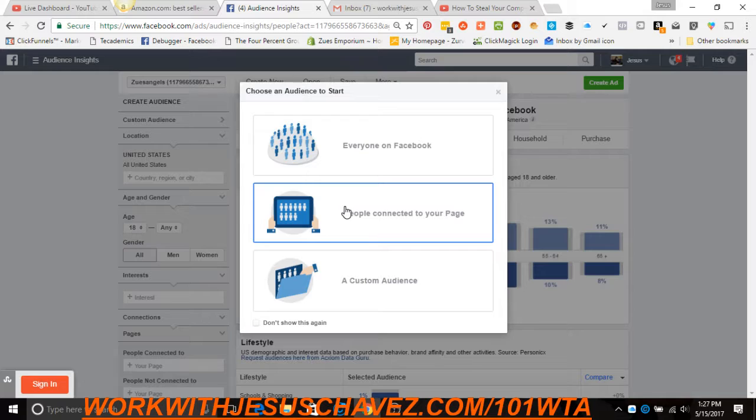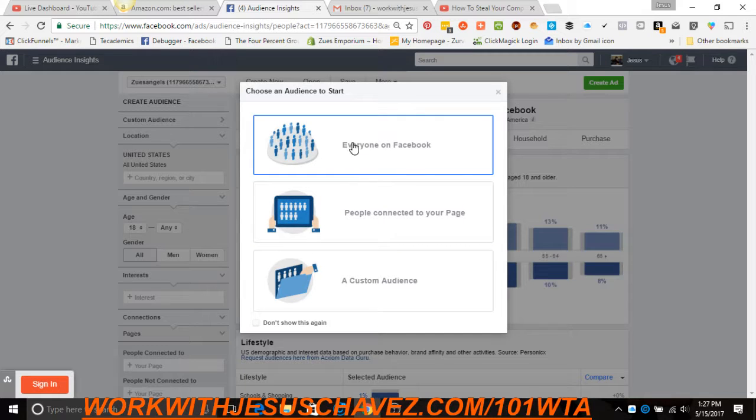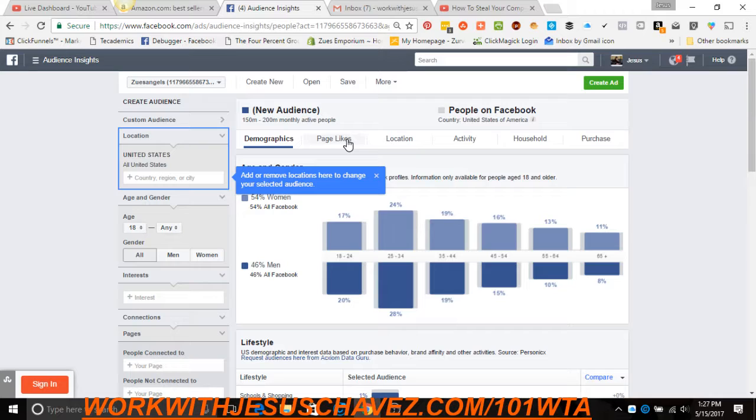Here, it's people that are connected to your page. They already like your page or have some sort of engagement with your page. And this is everybody on Facebook. So we're doing research, and we're gonna stick to everyone on Facebook.